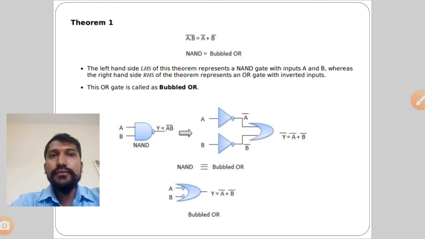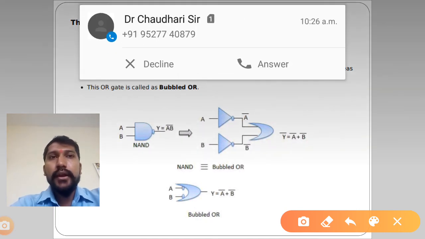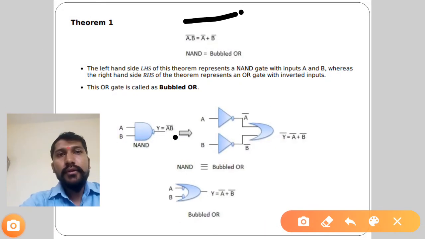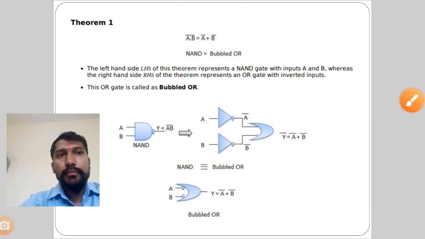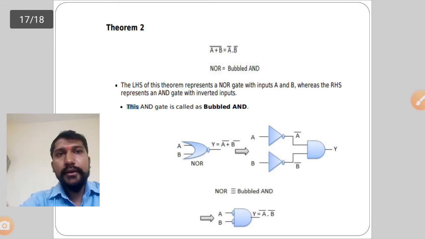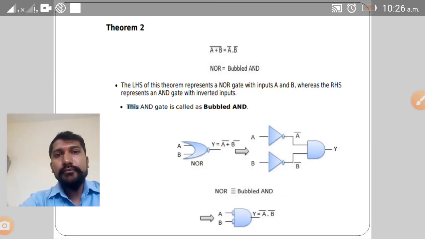So what is De Morgan's first theorem? Product of complement is equal to sum of individual complement. This is the second statement. What is the second statement? Sum of complement is equal to product of individual complement. So we will verify this theorem. This is asked for 4 marks. Thank you.